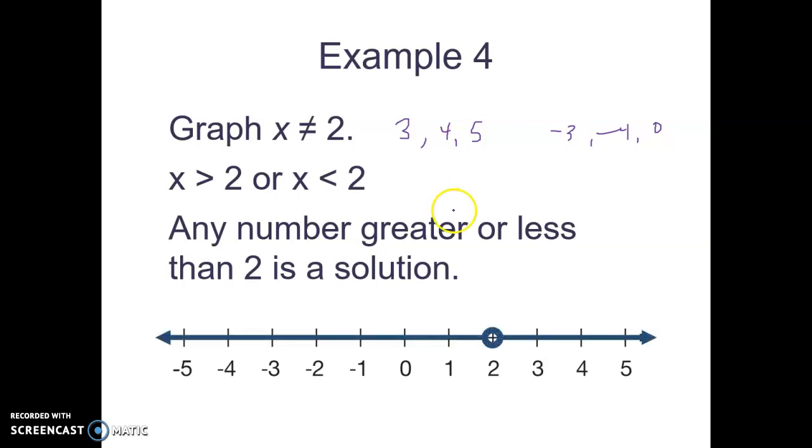So we're going to put an open circle at 2 because it's not equal to 2. And draw an arrow to the right for all the numbers greater, like 3, 4, 5, and draw an arrow to the left for all the numbers that are less, -3, -4, 0. All of those numbers are not equal to 2.